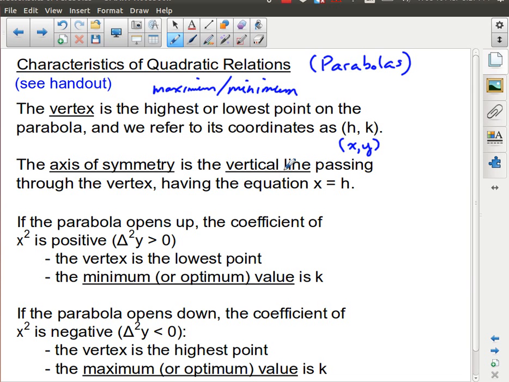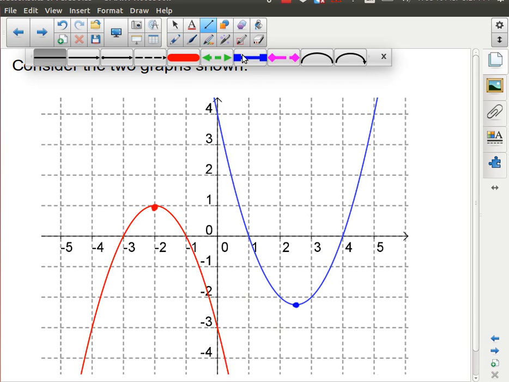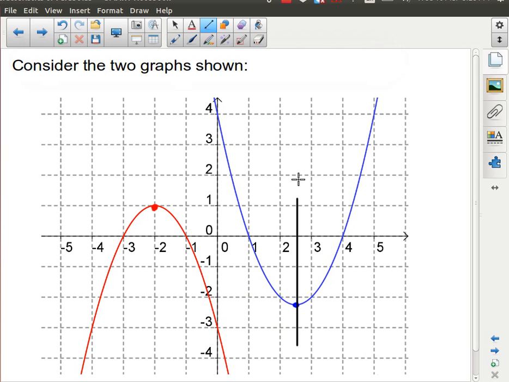The axis of symmetry is a vertical line passing through the vertex, having the equation x equals h. Just to remind you, x equals h is the equation of a vertical line. Something you should have seen before, just to refresh your memory on that. So where's the axis of symmetry? It's the vertical line that goes through the vertex. Do I have a convenient line here? I guess I'm just going to have to settle for a generic dark line on both. So there is my axis of symmetry.